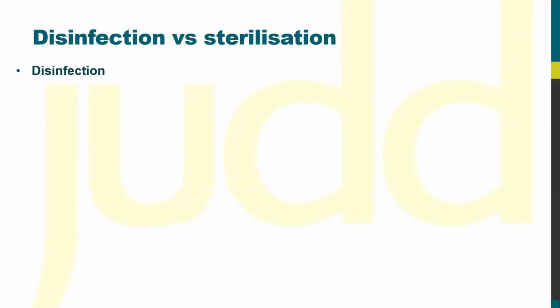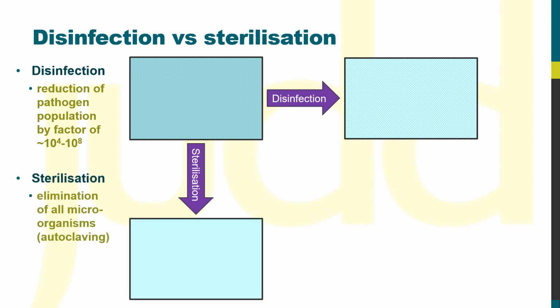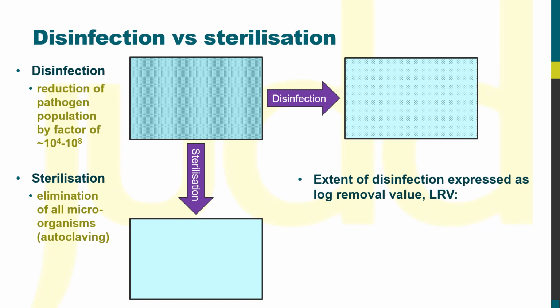Disinfection is the significant reduction of disease-forming microorganisms or pathogens, normally by several orders of magnitude. This is to be distinguished from sterilisation, which is the elimination of all microorganisms. The extent of disinfection is often expressed as the log removal value, or LRV, the log of the ratio of the feed to treated water concentration. So, for example, if there are between 10,000 and 100 million more pathogens in the feed water than in the treated water, as is often the case, then the LRV would be between 4 and 8.